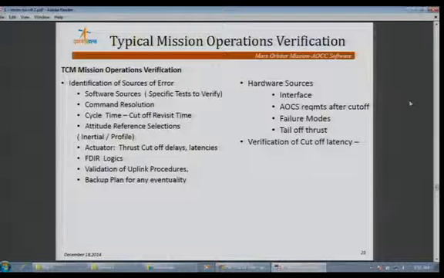Next slide, please. So for a typical TCM mission operation verification, the requirement was that we accurately do the target control maneuver. We introduced tests to find out the software sources, like the resolution of the command, the exact number going into the onboard software, the cycle time to cutoff, the revisit time, the thrust cutoff, how it is done, what the revisit time of the thrust cutoff is, and the reference selections, whether they are getting correctly selected. The actuator cutoff latencies, everything was validated in the setup, along with the validation of the uplink procedures and the backup plan. This is a typical operational verification which we carried out in the mission phase.